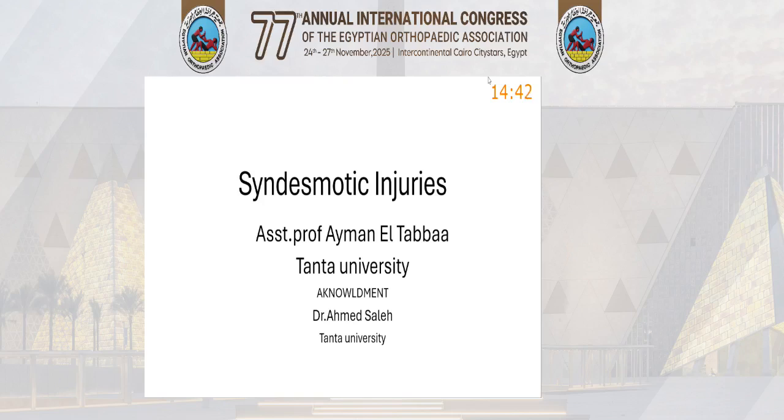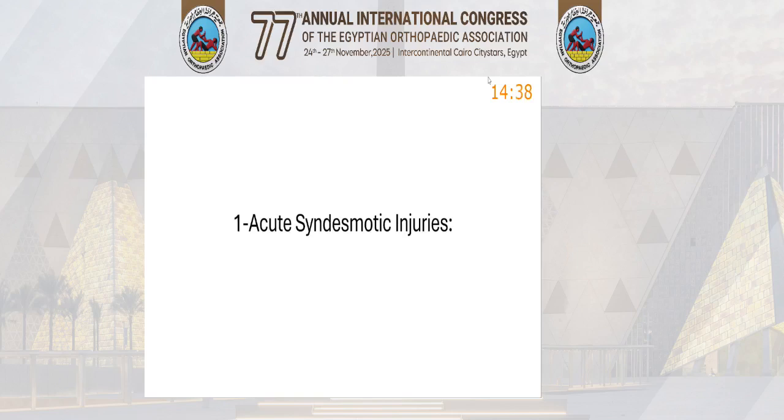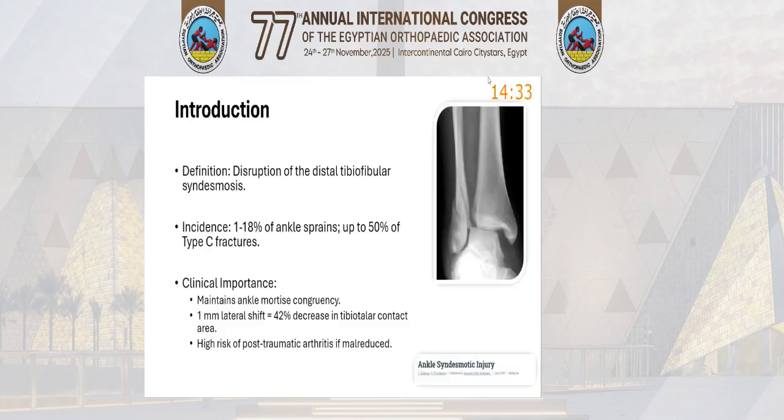My lecture is going to be about the syndesmotic injury. I'm going to speak about the acute syndesmotic injury and make a hint about the chronic syndesmotic injury. About the acute, as we know, a syndesmotic tear means disruption of the distal tibiofibular syndesmosis. The incidence is 1 to 18% of ankle sprains and up to 50% of type C fractures. So please, when we see a high fibular fracture, search the syndesmosis and confirm whether it is injured or not.